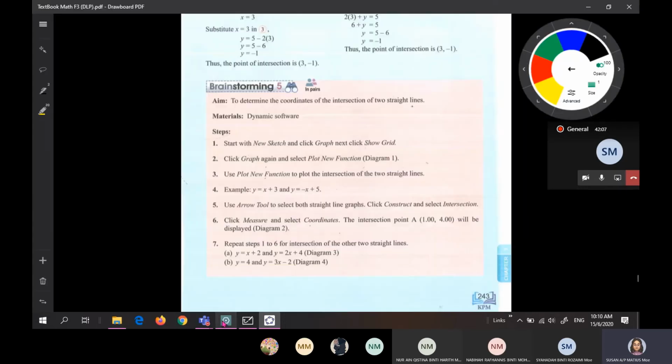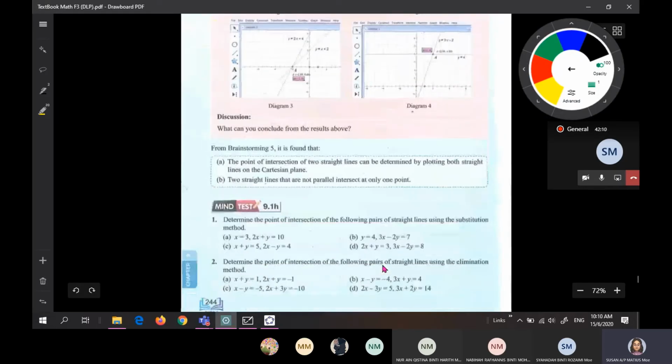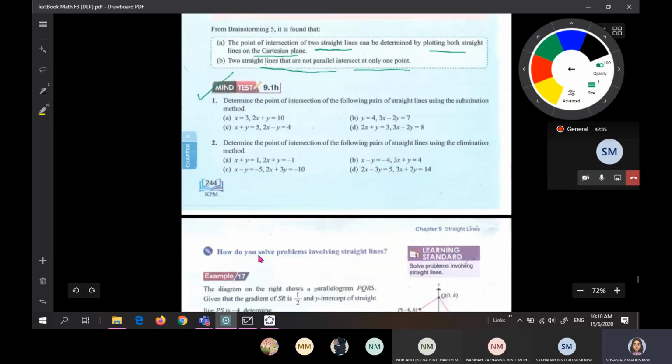So let's look at your textbook again. What is the conclusion of this brainstorming? Out of this brainstorming, there are two important things as I've told you before. The point of intersection of two straight lines can be determined by plotting both straight lines on the Cartesian plane. And if the lines are not parallel, they intersect at only one point. So I will be giving you exercise from Mind Test 9.1H.